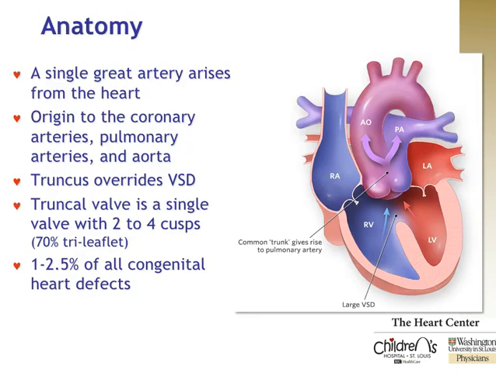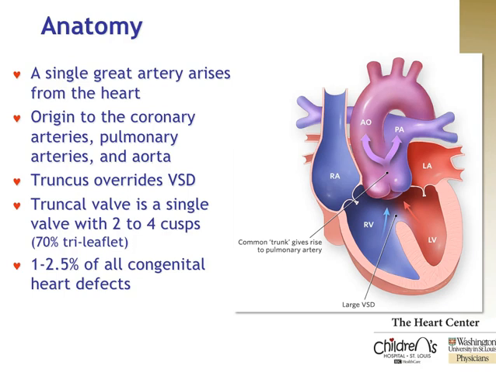So first, let's talk about the anatomy of Truncus arteriosus. Truncus arteriosus is characterized by a single great artery arising from the heart, which goes hand in hand with a single semilunar valve. And that single great artery arising from the base of the heart gives rise to the coronary arteries, the pulmonary arteries, and the aorta. This truncal artery overrides a ventricular septal defect, so the VSD is typically an outlet VSD coming right up to the base of the heart, right up to the semilunar valve.